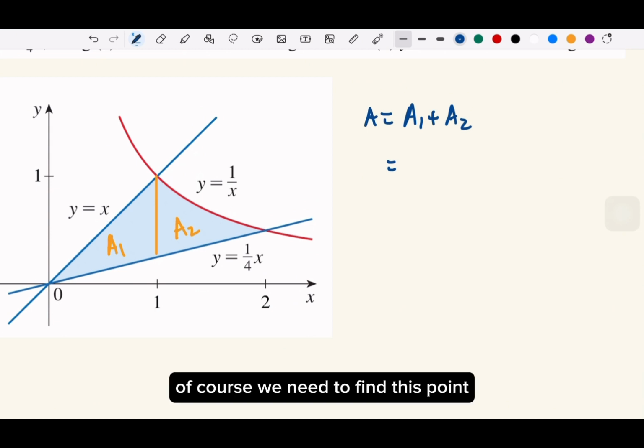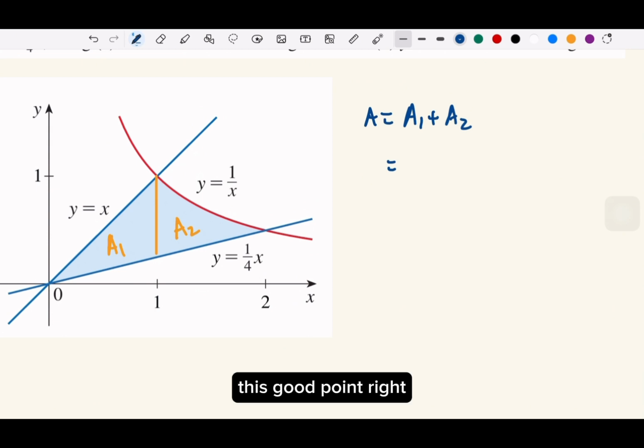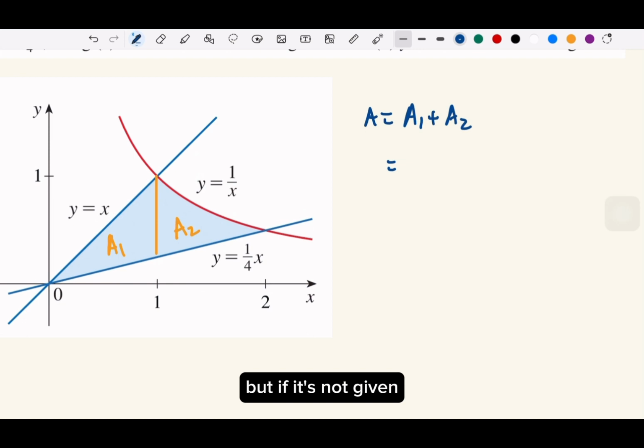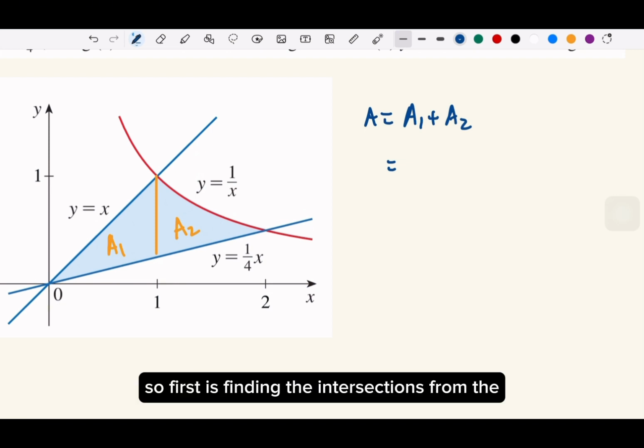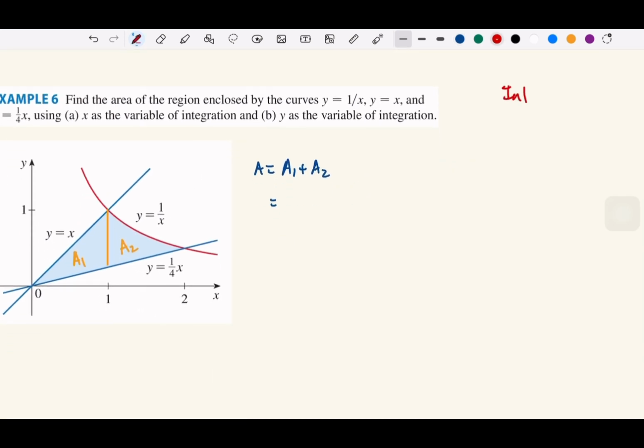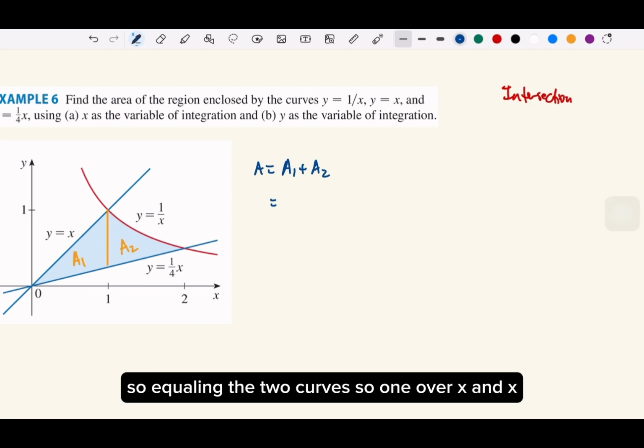Of course, we need to find these 2 points, so that we need to find the interval. If you see the picture, we have 1 and 2 already here. But if it's not given, we need to find the intersection. So always find the intersections, by equating the 2 curves, so 1 over x and x.